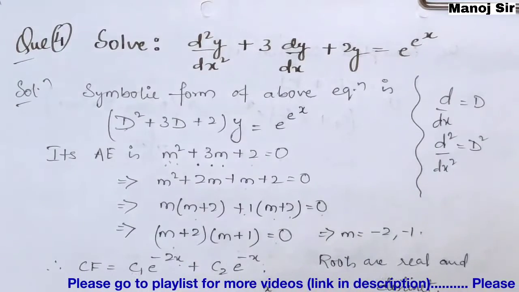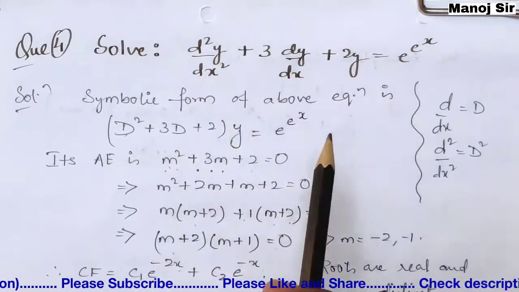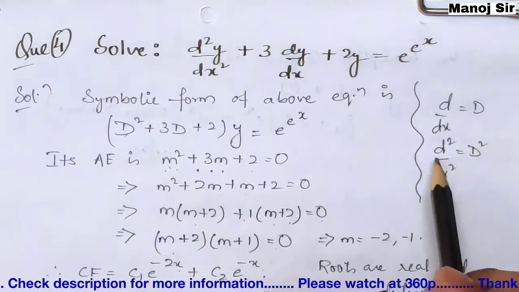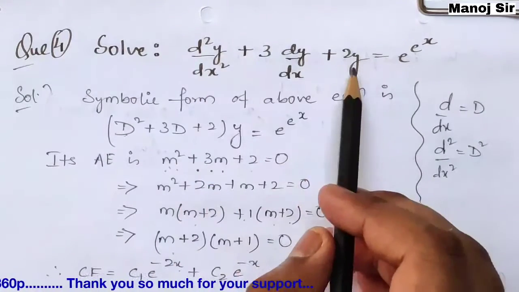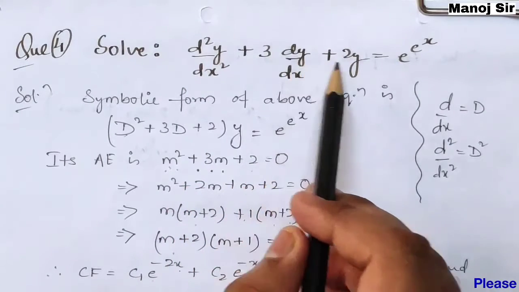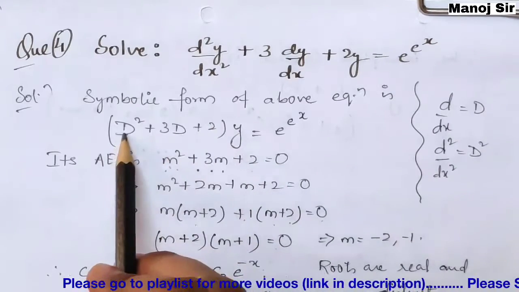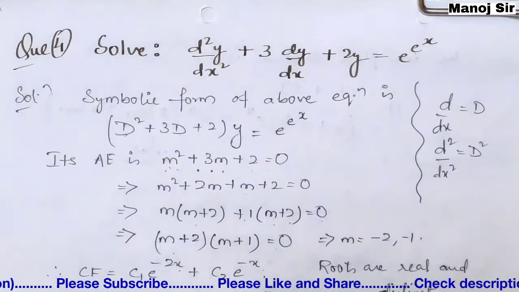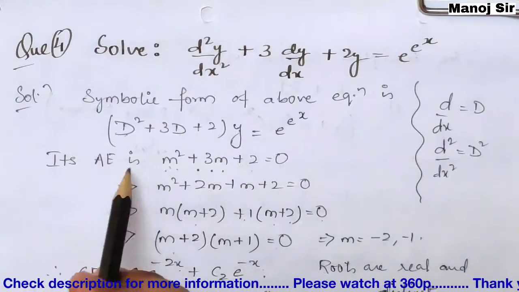Okay, very important problem. First of all, we need to write this equation in symbolic form. To write the equation in symbolic form, we put d upon dx equals to capital D and d square upon dx square equals to capital D square. So this equation can be written in the symbolic form as capital D square y plus 3 capital D y plus 2y equals to e to power x. If you take y common, this is capital D square plus 3 capital D plus 2 into y equals to e to power x.